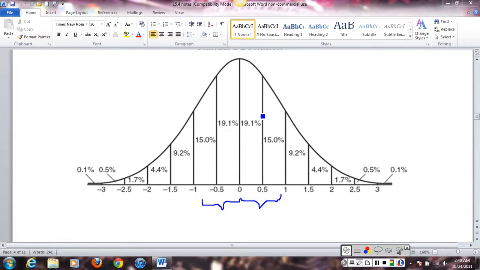And then if you break that down even further, between the mean and about half of a standard deviation, you have approximately 19.1% of the data. Between half and 1 standard deviation, you have about 15% of the data. And again, this is just a nice little breakdown of all the other areas. It's a nice reference, especially if you're getting very detailed in a question.